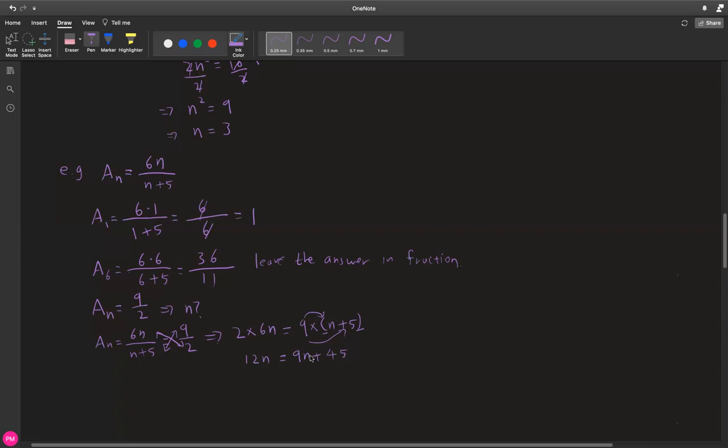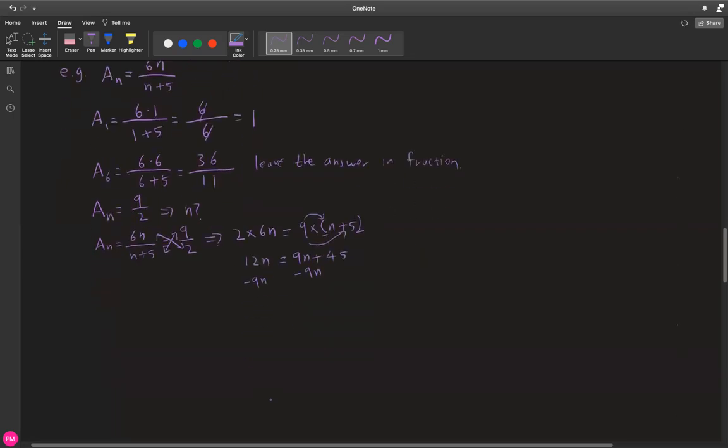Then what you would do is put all the n terms on one side. So what I'm doing here is subtracting 9n from each side. On the left-hand side, you'll end up with 3n. And on the right-hand side, you'll end up with 45, because the 9n's cancel each other.